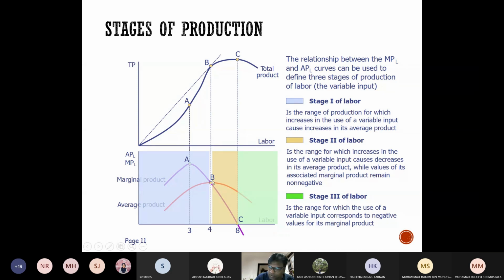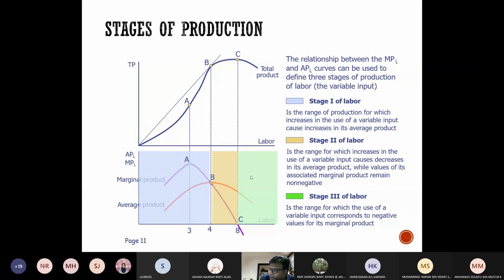Can you see the mouse, guys? Hello. Yes, doctor, you can see. Okay, all right. So this is stage 2, the one in yellow, a decrement in the product as the variable input increases.